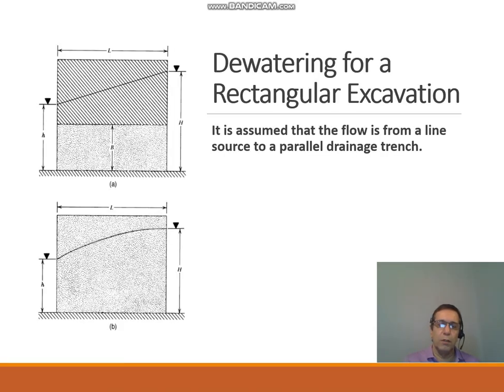In part one, we only talk about the dewatering for rectangular excavation. Again, to solve the equation in analytical form, we assume that the flow is from a line source to a parallel drainage trench, where the line source is the groundwater outside of our excavation, and the water level in the trench is the water level that we want to reach.